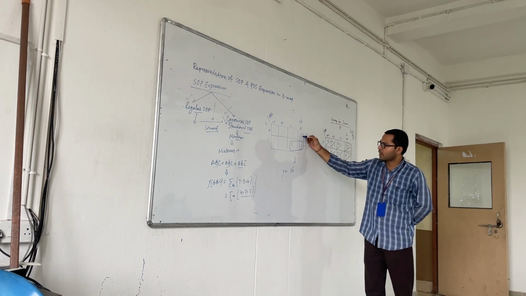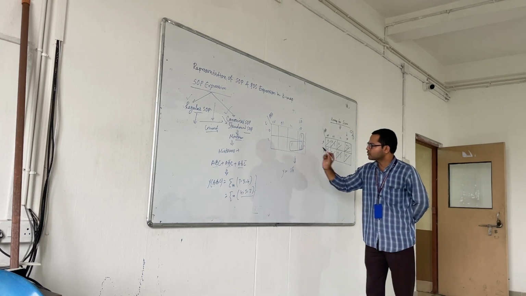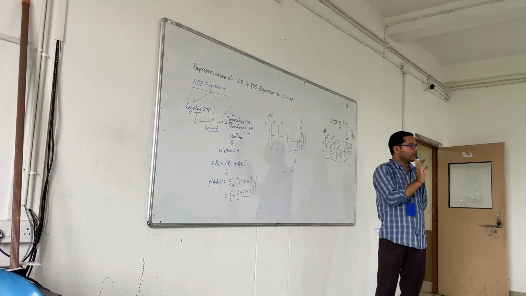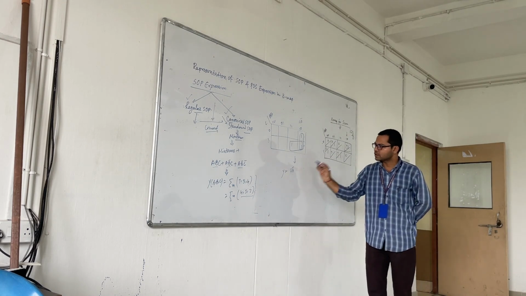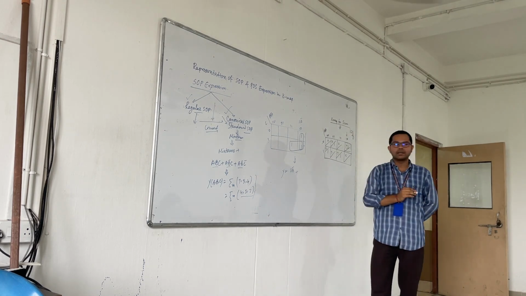But for this one, C value is 0. For this one, C value is 1. Is there any common term? No. So there will be no C value. Simply move towards next group.